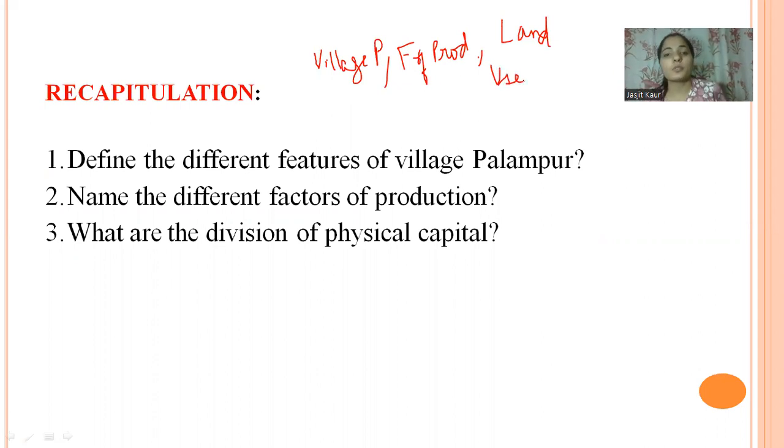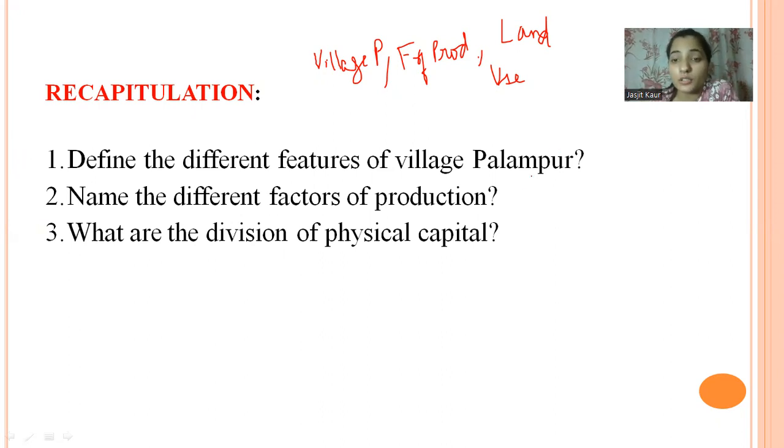So now you have to tell me the answers to these questions. The first question is, define the different features of village Palampur. You can write the answer in the comment section. Yes, we have studied this in the first two slides, like what different features are there or what facilities are being provided in village Palampur?